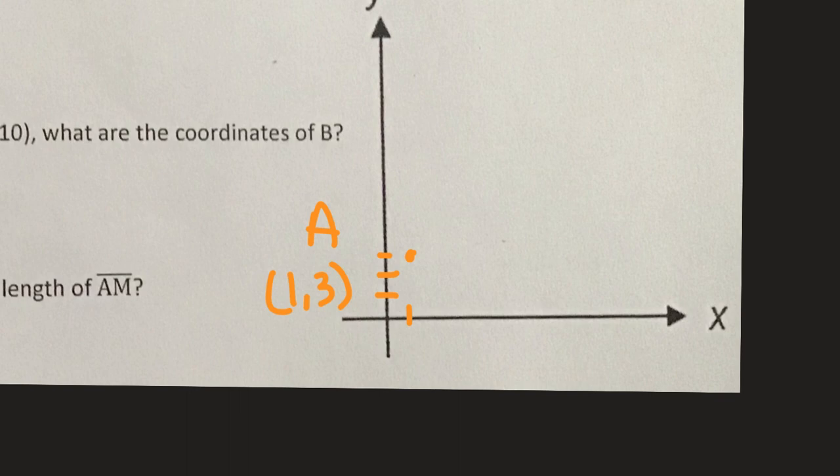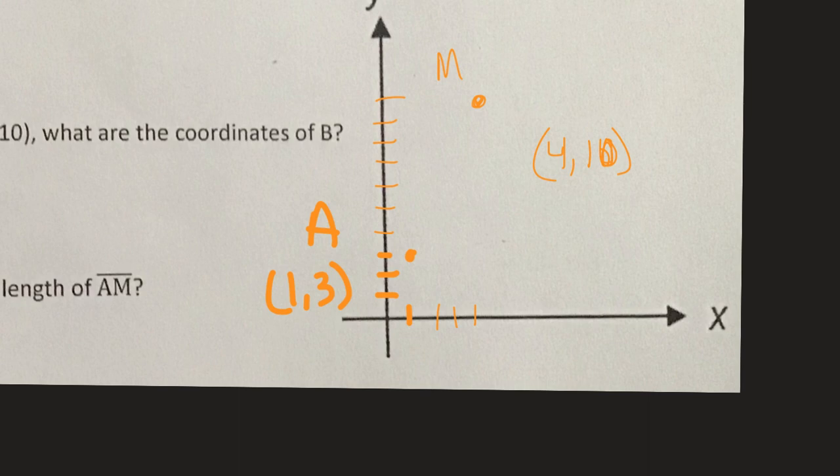And then we have point B. No, we don't. We have point M at 4, 10. Right? Point M, the midpoint. We know that where the middle is right here at 4, 10. Right? That's a 10.